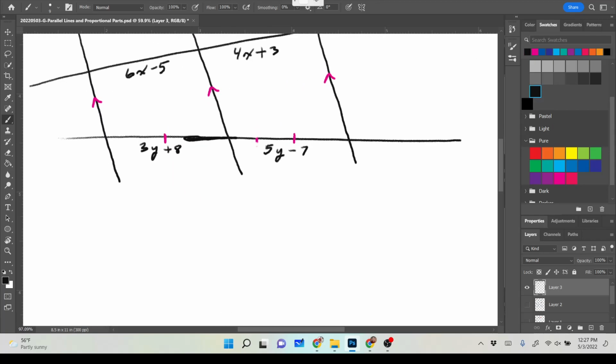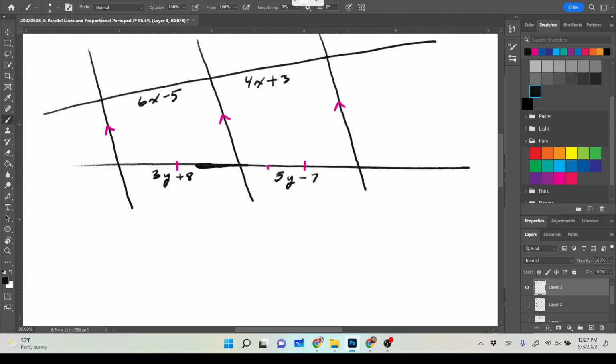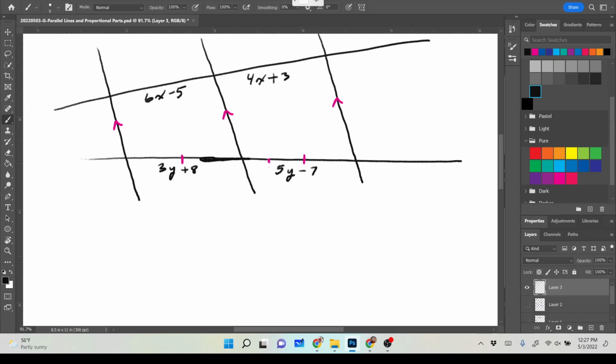So, what are we going to do to solve for X and Y? The hint I will give you is we got to solve for Y first. We have to set up an equation. 3y plus 8 equals 5y minus 7. Then we're going to solve for y. Subtract 7, which gets negative 1.